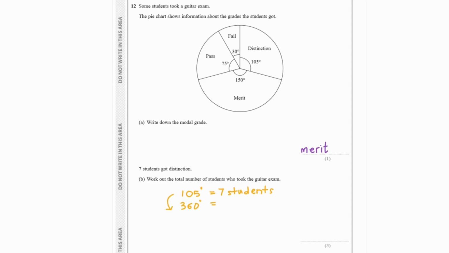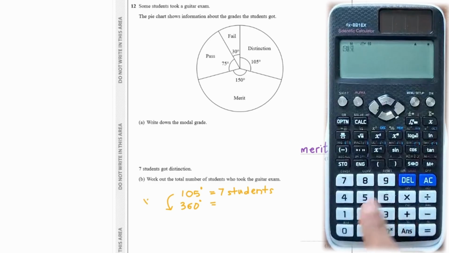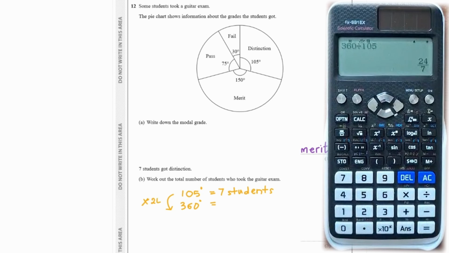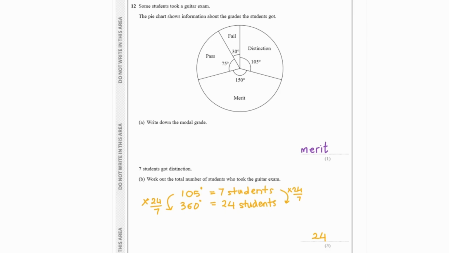So in order to do that, we first need to see what we did to 105 to make it 360. So we can just do 360 divided by 105, and that gives 24 over 7, which means that 105 has been multiplied by 24 over 7 to get 360. And therefore we will do the same on this side to 7. So if we do 7 times 24 over 7, that just gives 24 students. So the total number of students were 24.